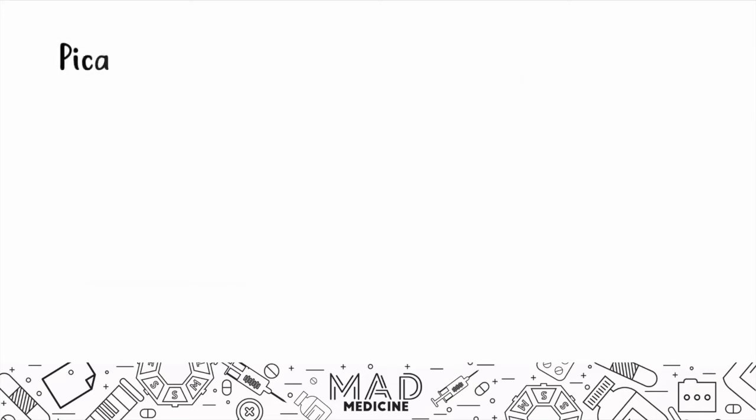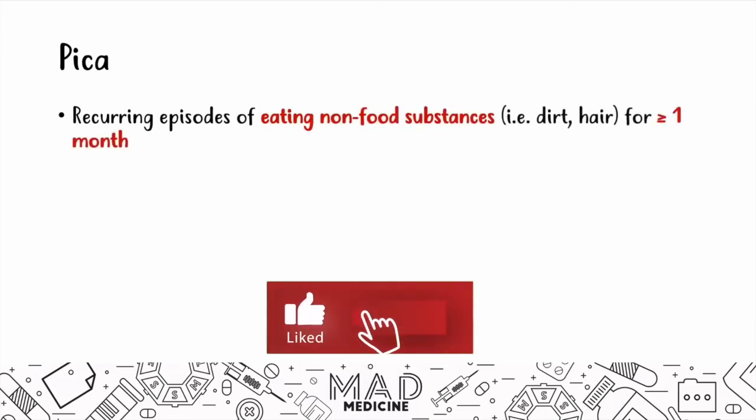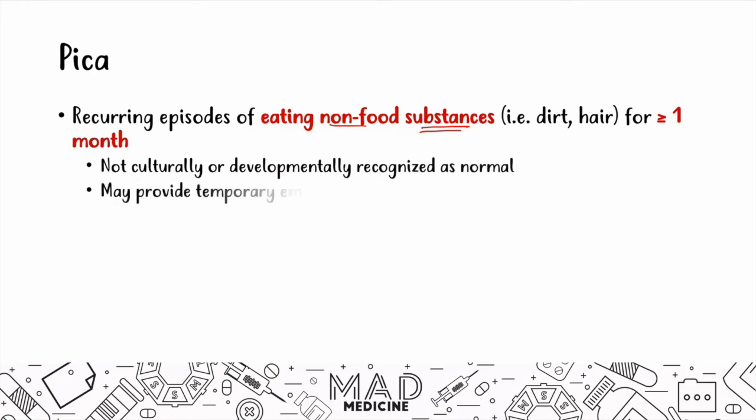Now, finally, we have pica. Pica is when someone has recurrent episodes of eating non-food substances like dirt or hair for at least 1 month, okay? If they're eating dirt, hair, and keep in mind, ice chips is a classic example on step one, for greater than a month, they're probably suffering from pica. This is not cultural or developmentally recognized as normal. This is completely abnormal across the board, and this may provide temporary emotional support for someone who's going through a very stressful period, so keep that in mind.